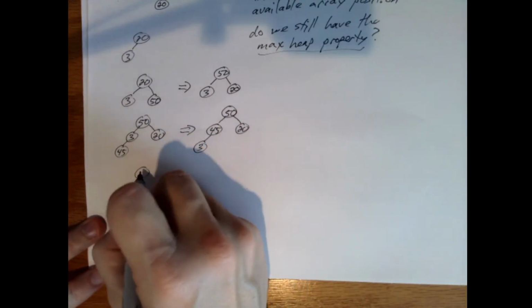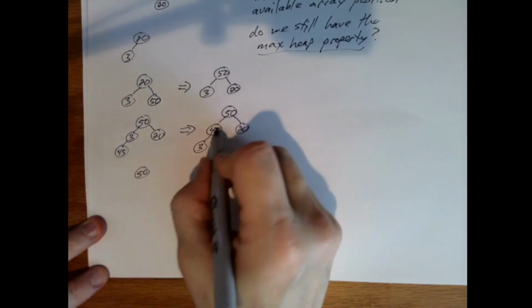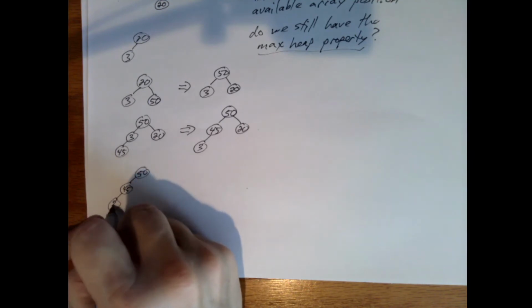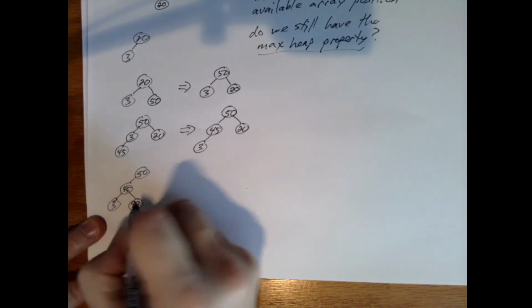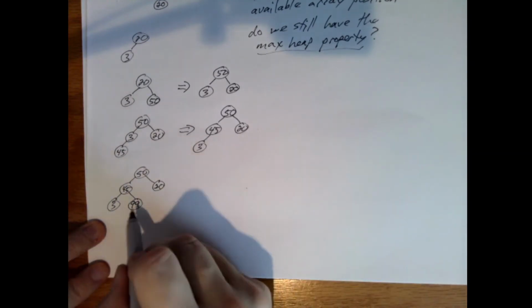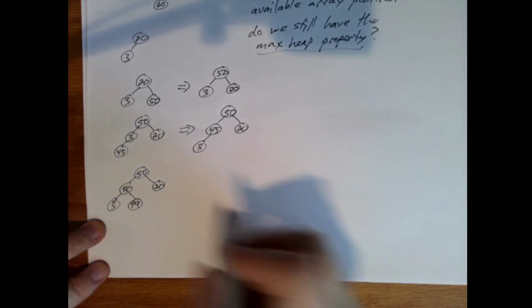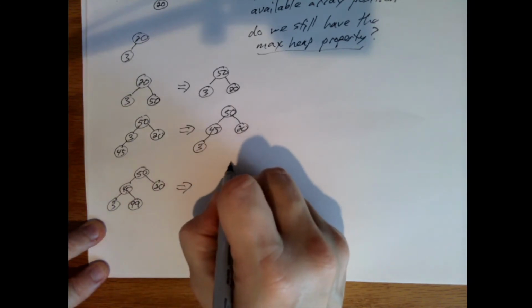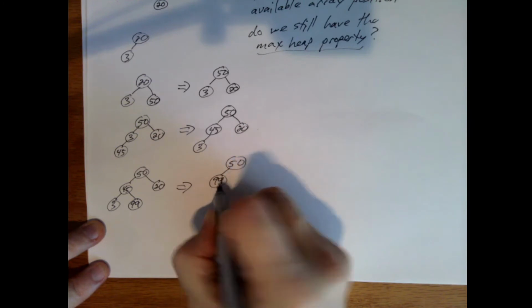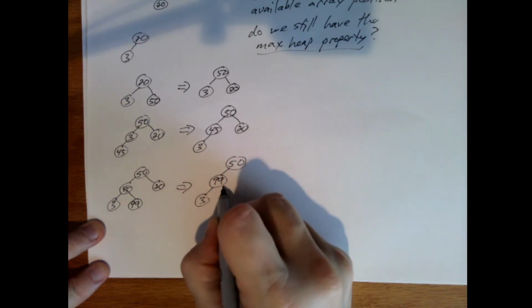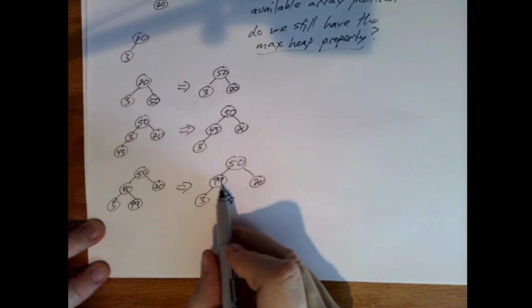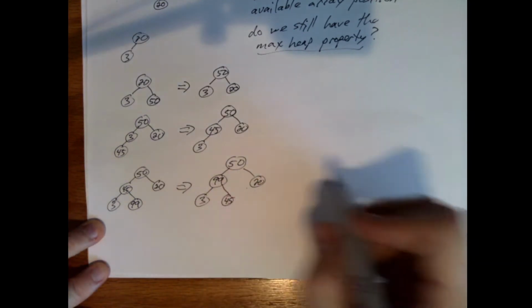Let's add 99. So we'll start here, 50. We're using this tree. 45. 3. 99 goes here. There's the 20. And we check. 99 is bigger than 45, so they need to be swapped. So everything else stays where it's at for the moment. We check again. 99 is bigger than 50, so these need to be swapped.